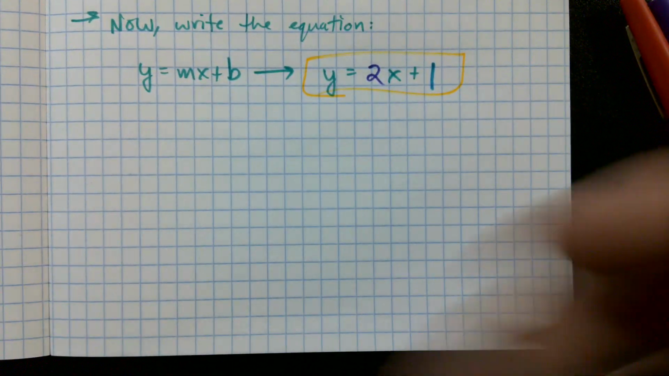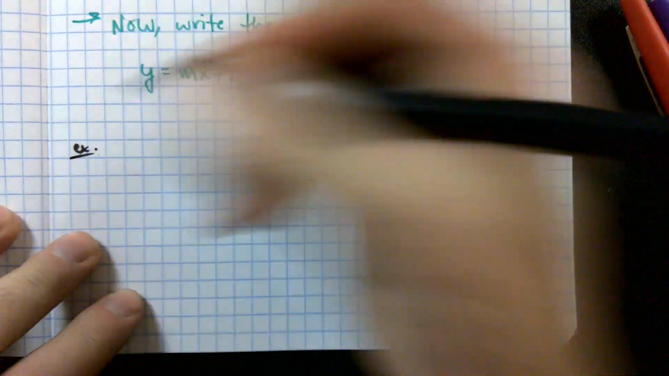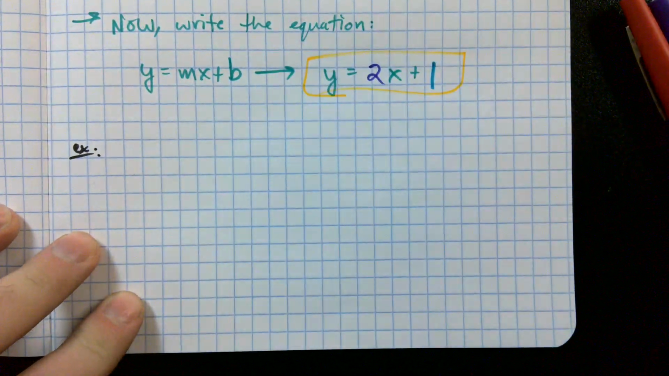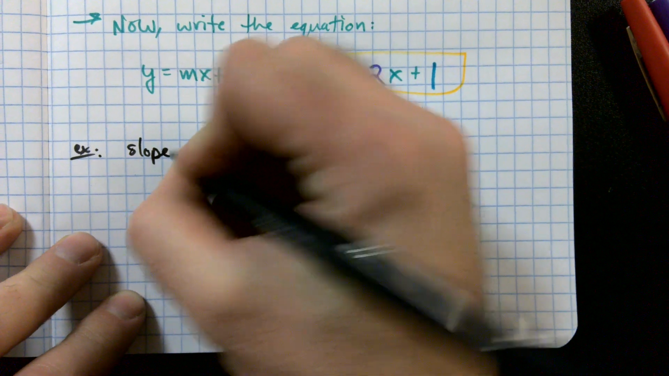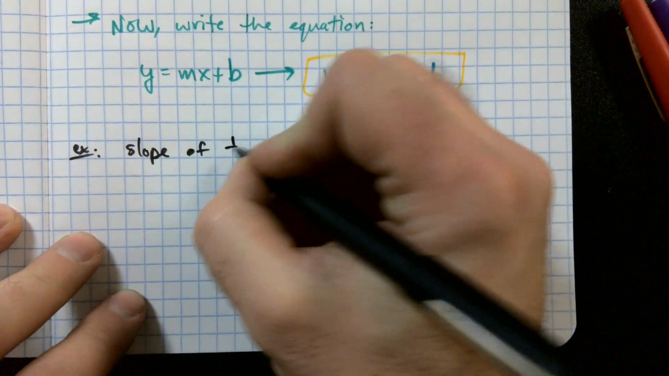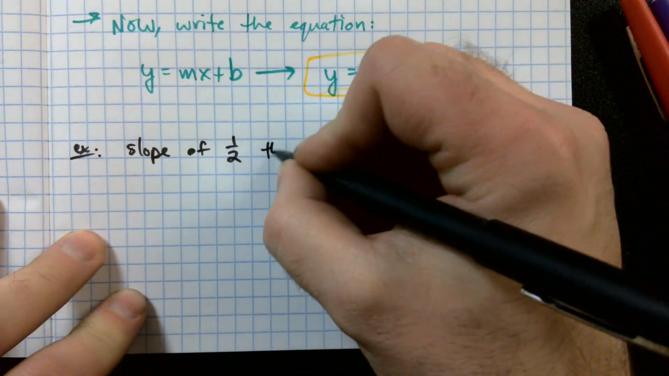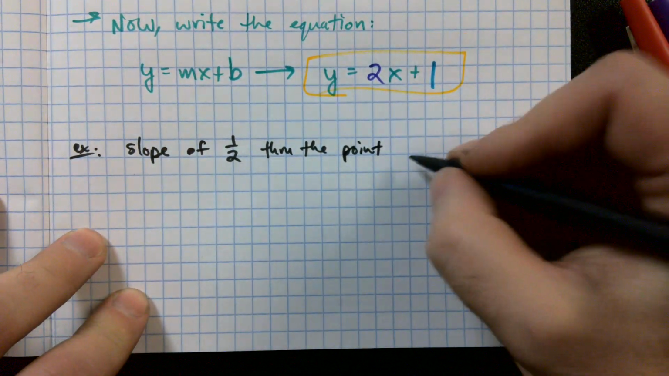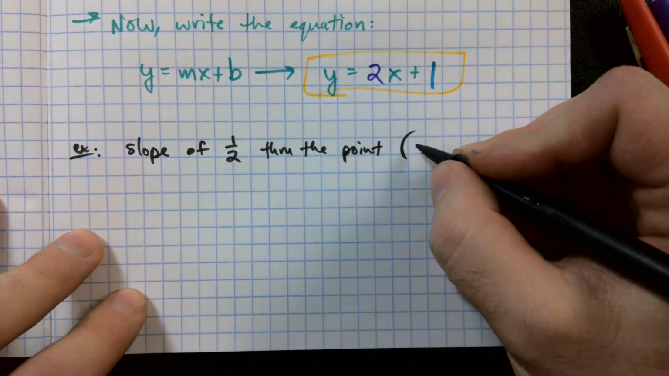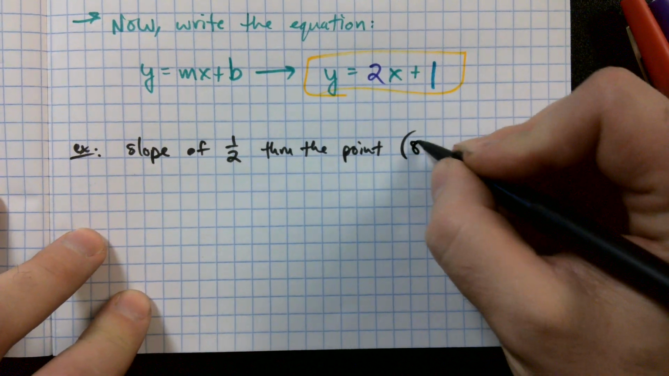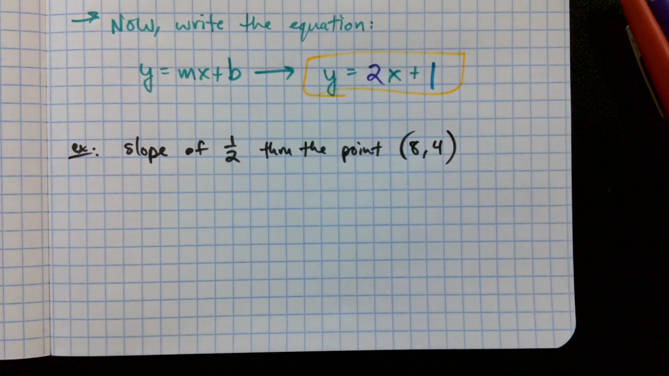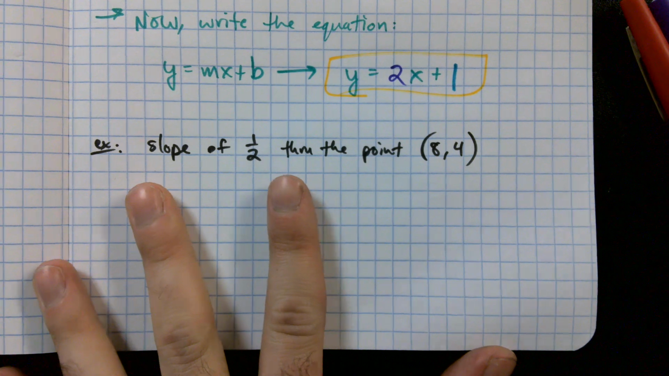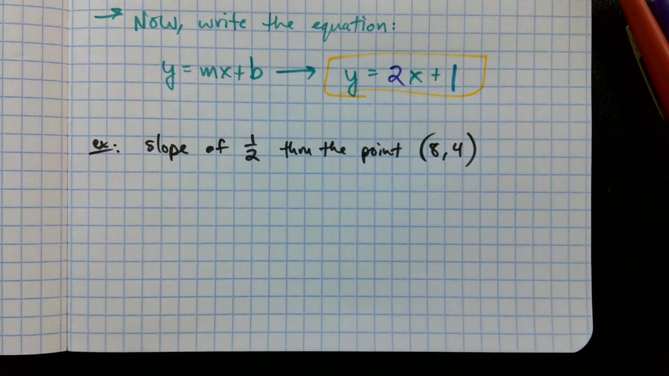Try this one on your own. Let's say we've got a slope of 1/2. We're going through the point (8, 4). Give it a shot. See if you can not only find b, but then write the equation for this line in slope-intercept form.